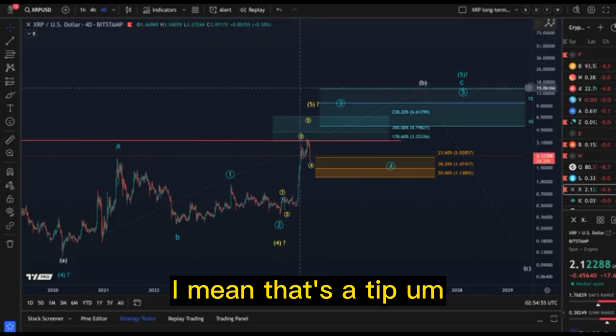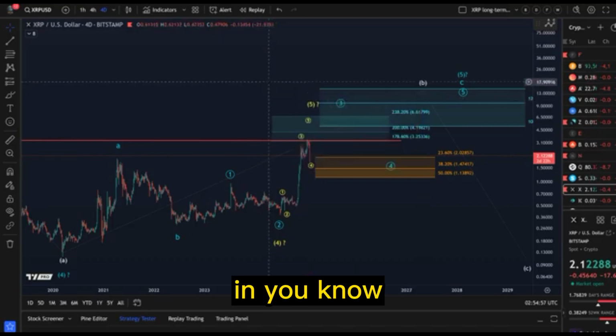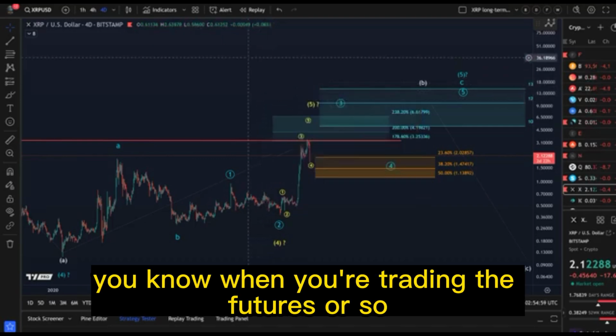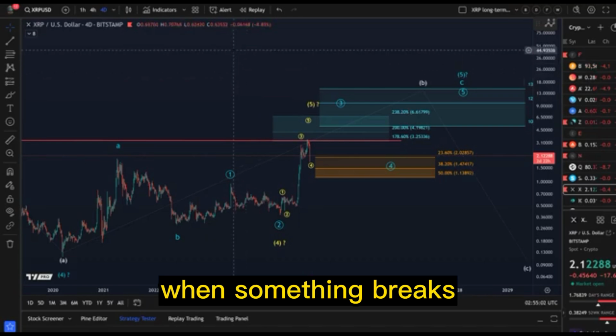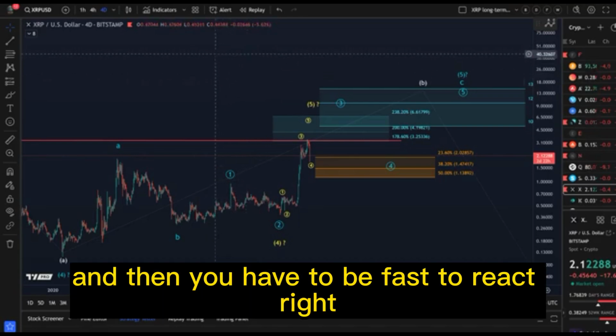I mean, that's the tip. In the smaller time frame, when you're trading the futures or so, you have to stop out when something breaks, and then you have to be fast to react, right?